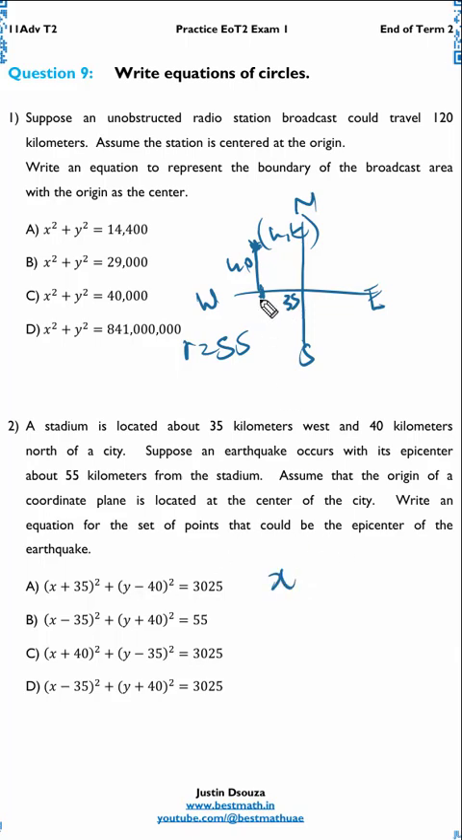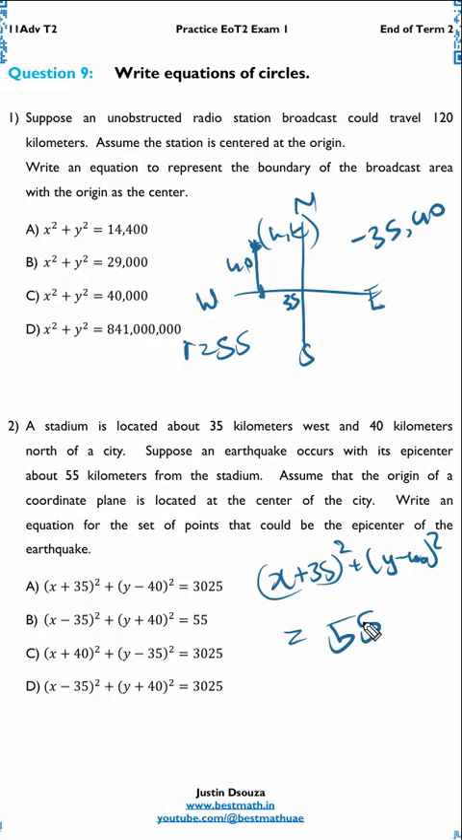So it'll be X. Now look at this. It's to the left and up, so the H value will be minus 35 and the K value will be positive 40 because it's going up. But when we write the equation, for the X value, instead of minus, we write plus 35, the whole squared, plus Y minus 40, the whole squared. That is all equal to the square of 55. That's it, the square of 55.